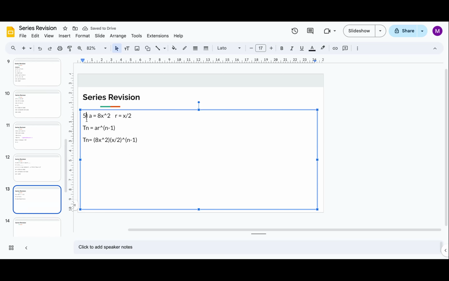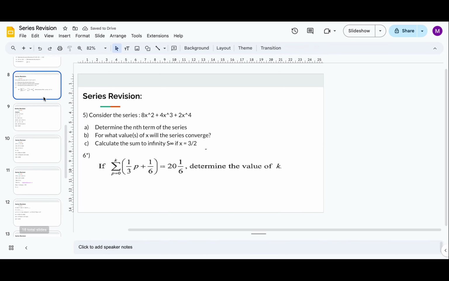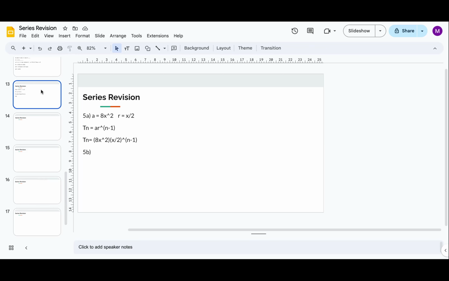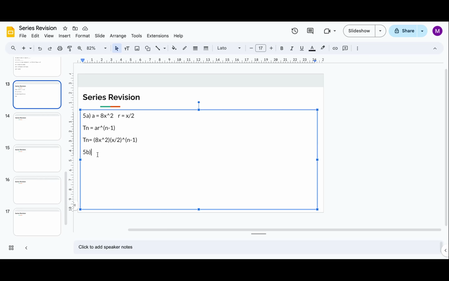So this is 5a. So 5b. Now 5b is asking me, for what values of x will the series converge? Now remember, I said in the beginning that converges means to come together, and that we had a special characteristic of our geometric series is that it will converge for certain values of r.